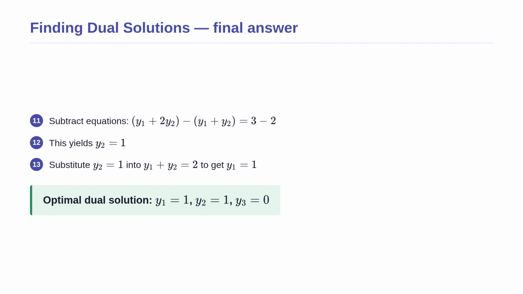We have completely derived the optimal dual solution without ever running the simplex method. Physically, this final answer means that acquiring one more unit of the first or second resource will increase our total profit by exactly $1, while acquiring more of the third resource will not help us at all.